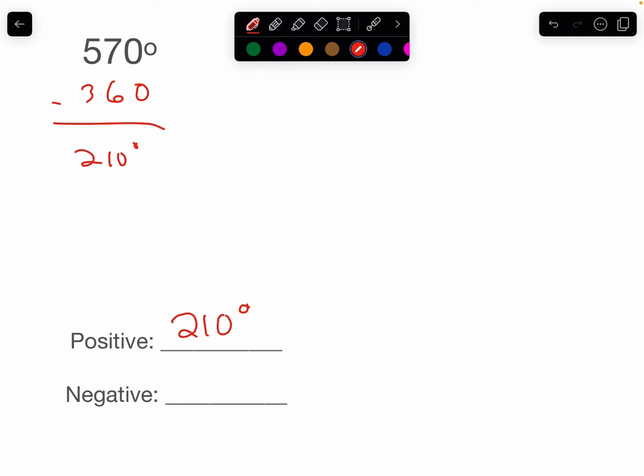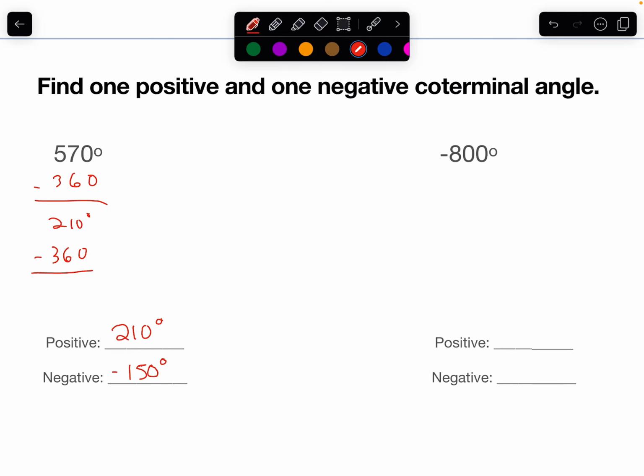I can subtract 360 again to find a negative coterminal angle, and we're looking at negative 150. I could continue subtracting 360 to find more negative coterminal angles, and so there really are infinitely many answers to such a question as this.